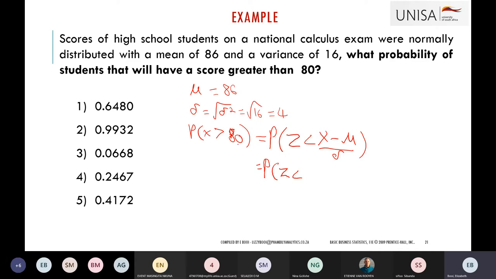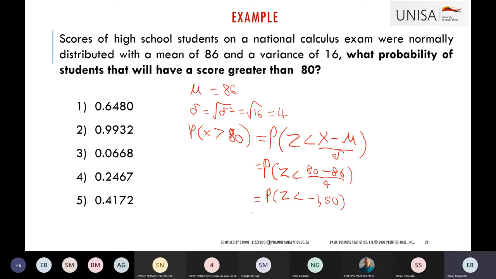It's always given in the question, which is 80, minus the mean, 86. Divide by the standard deviation? Four. And the probability of Z less than, what is 80 minus 86? It is minus 6 divided by 4. You got minus 1.50.